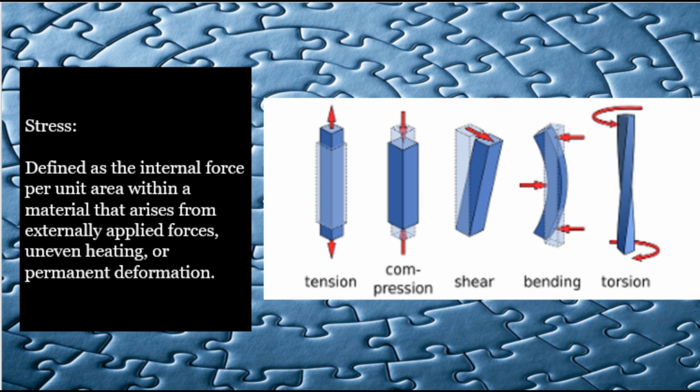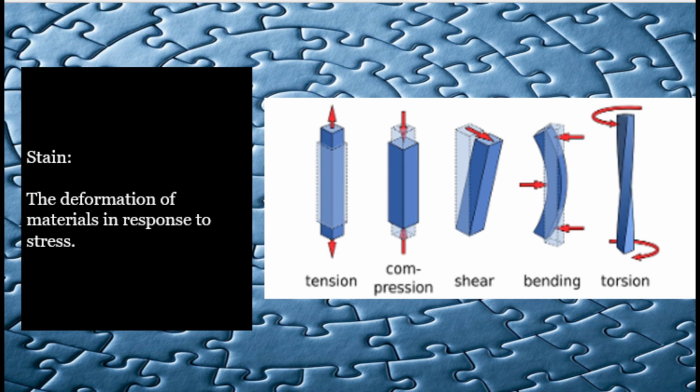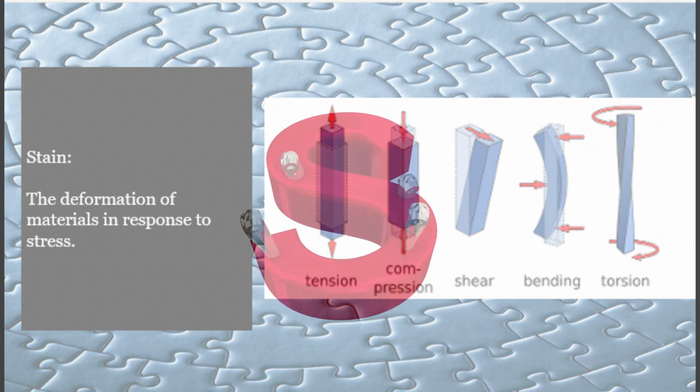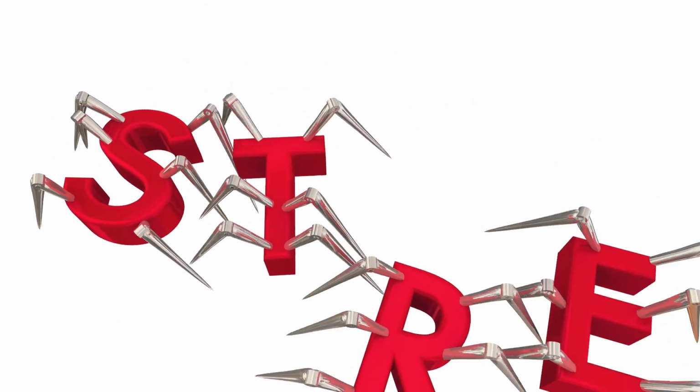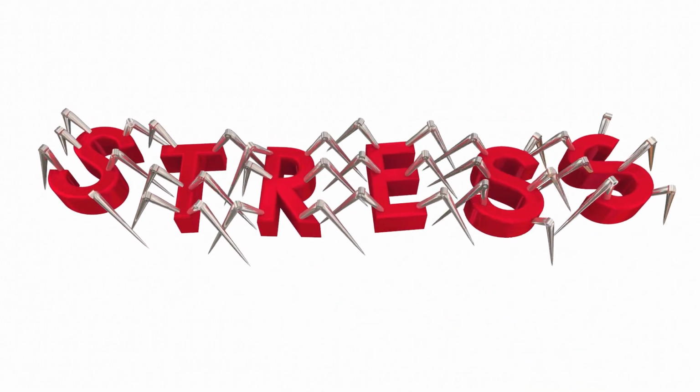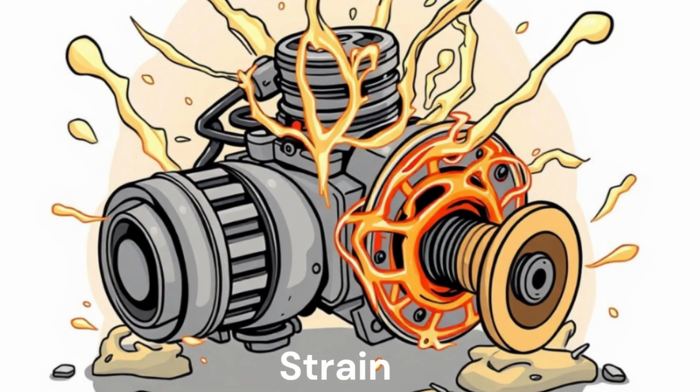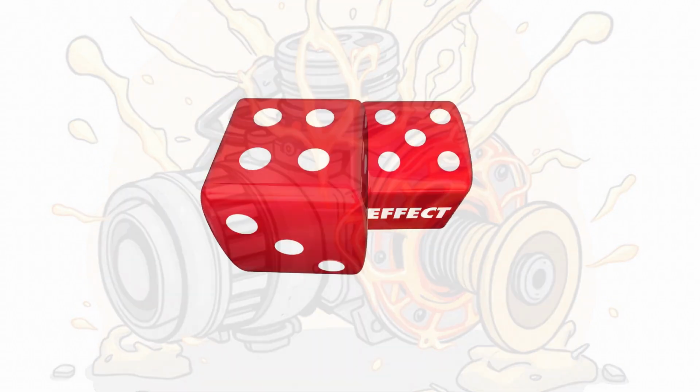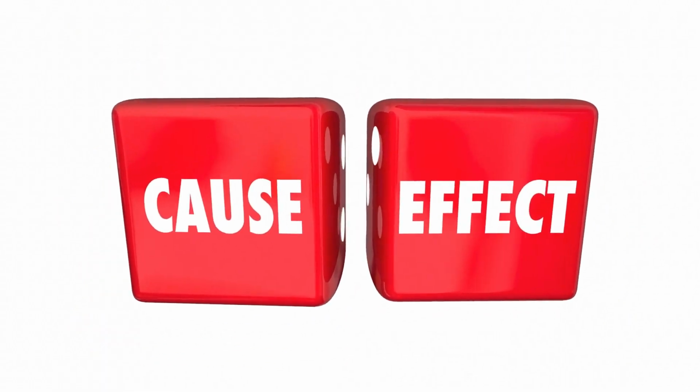Stress is the internal force per unit area within a material caused by external forces, uneven heating, or permanent deformation. When materials respond to this stress by changing shape, that change is known as strain. Essentially, stress measures the intensity of force acting on a material, while strain shows how the material responds to that force. Stress is the cause, while strain is the effect.